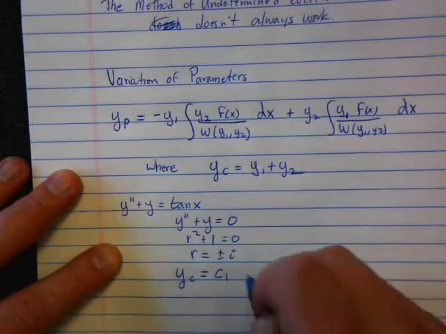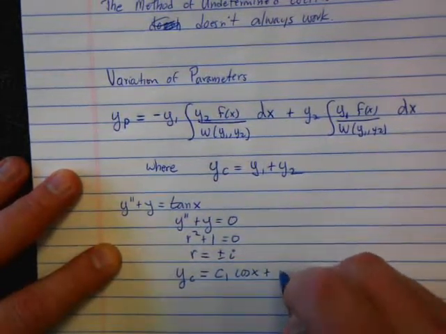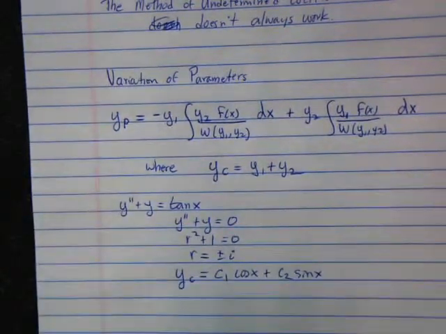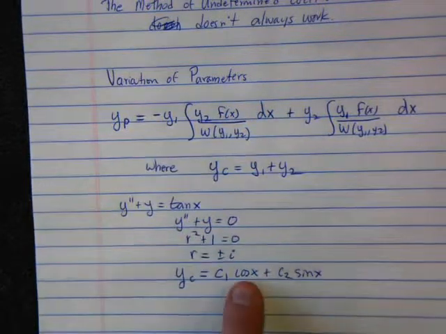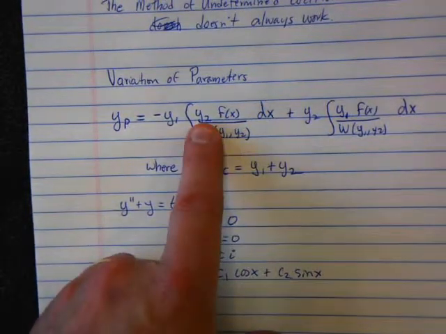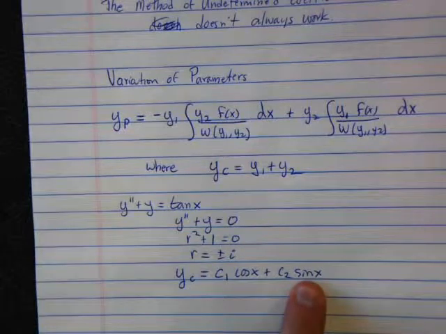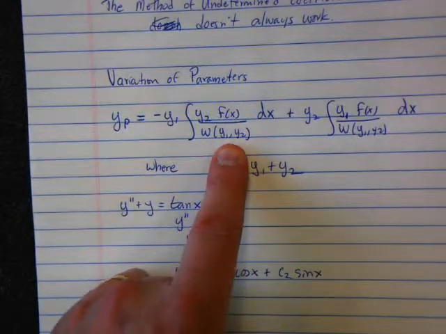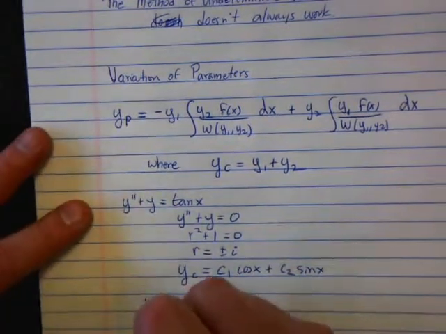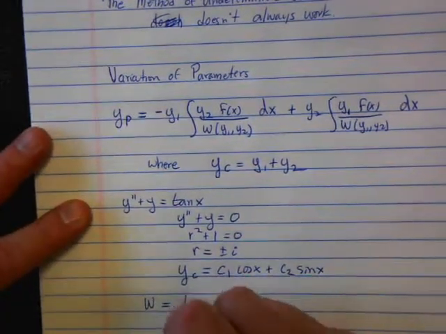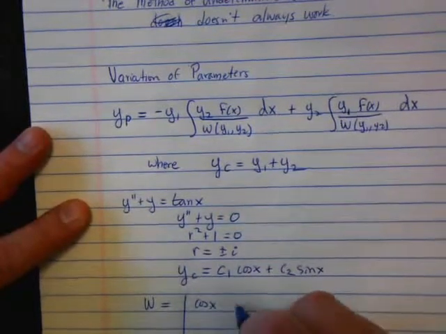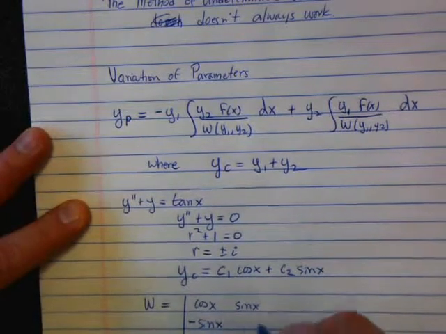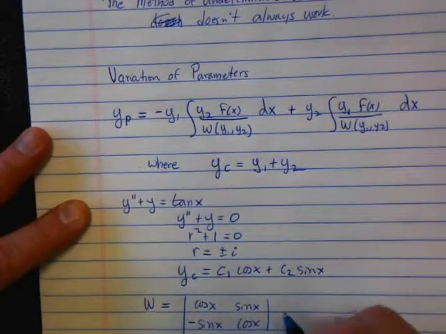C1 cosine x plus C2 sine x. So wherever I see y sub 1, I'm going to use cosine x. Wherever I see y sub 2, I need sine x. The other thing I need is the Wronskian of those two functions. So we might as well just work that out. The Wronskian is, I'm going to have a cosine x and a sine x. The derivative of cosine is negative sine, and the derivative of sine is cosine.